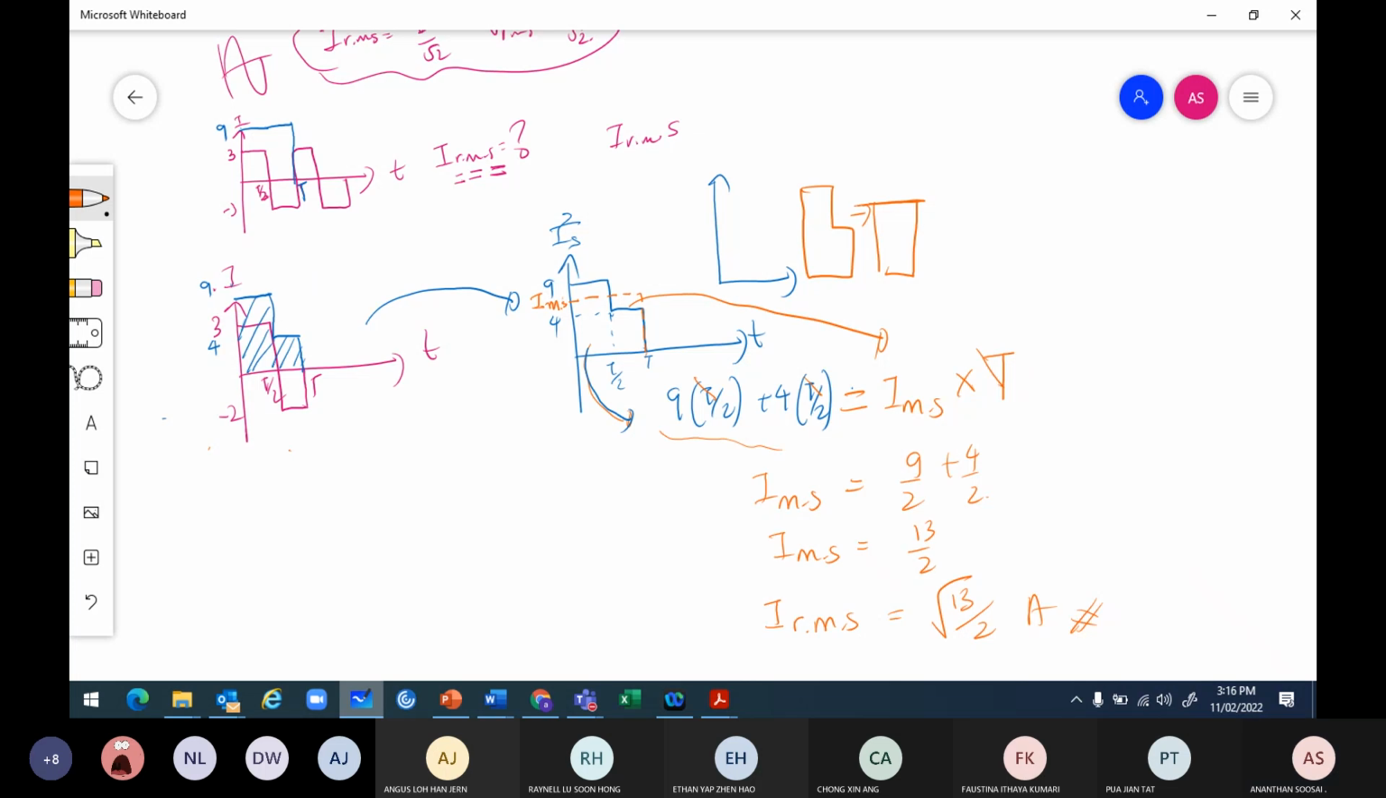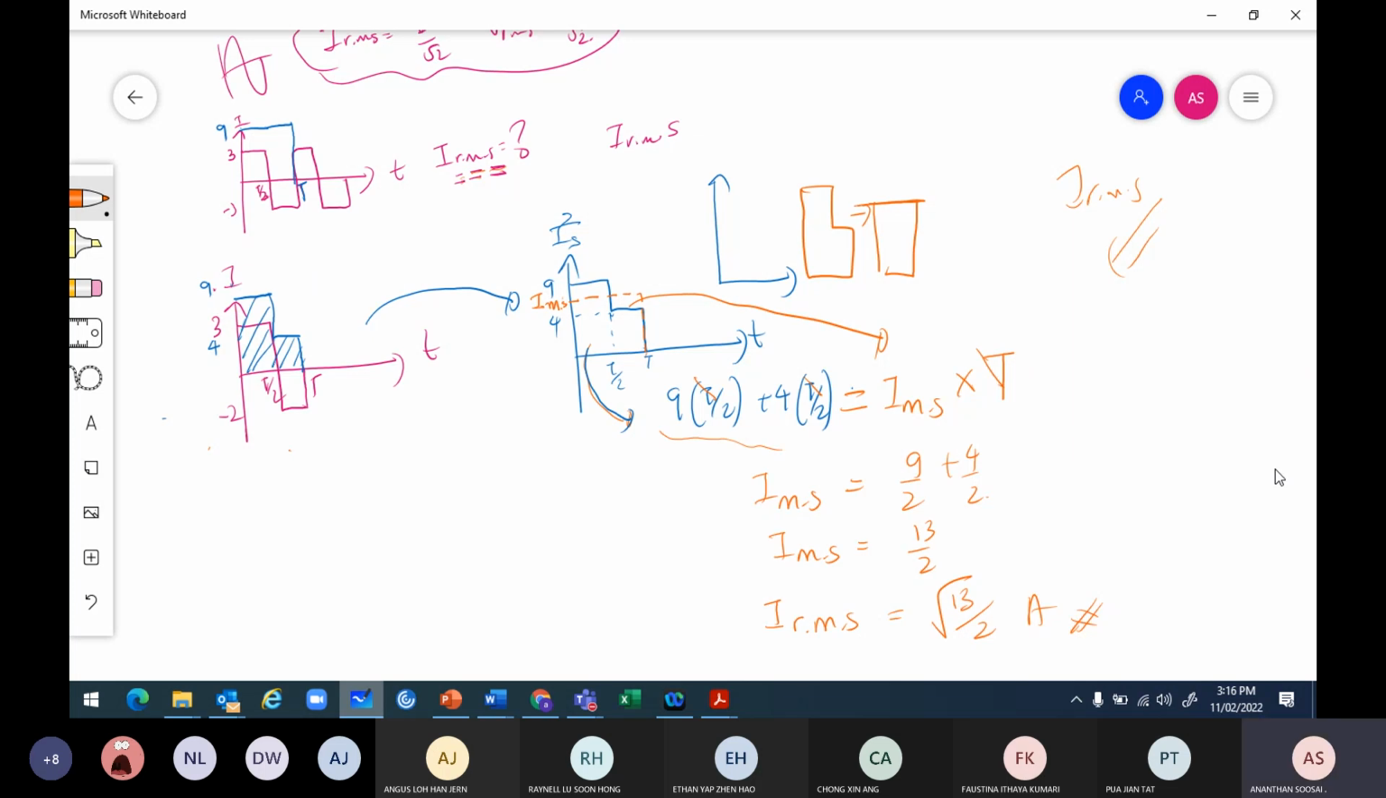Okay. So what I'm teaching you now is finding RMS for an uneven, different type of alternating current other than sinusoidal. You have to square it. You have to average, mean it, then you have to root it. Okay, try to absorb the idea.